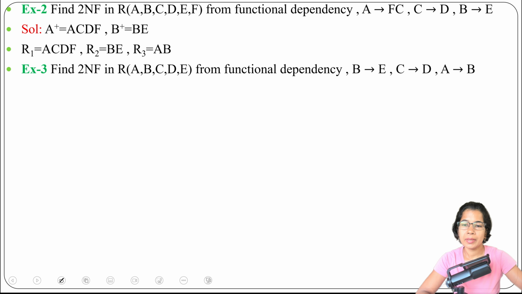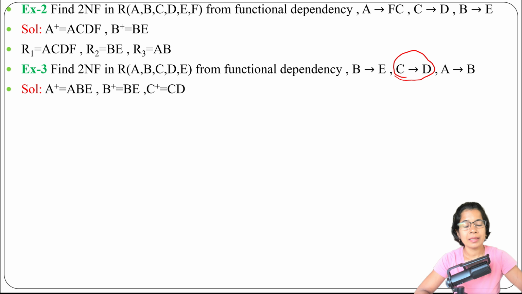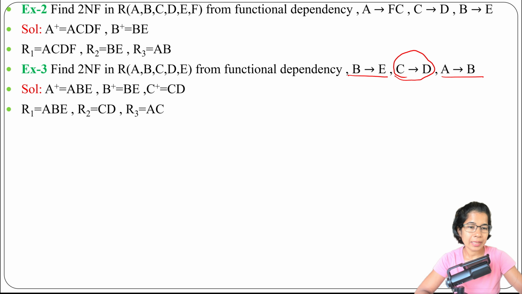Now next example, example 3, E dependent on B, D dependent on C, B dependent on A. So clearly C, D will be in one table, A, B, E that will be in another table, and A, C that will be in third table. We are making key of both table in one table. In case of 3NF, we are removing the transitive dependency. There we need to separate BE. Means E is dependent on B, B is dependent on A, so that is a transitive dependency.